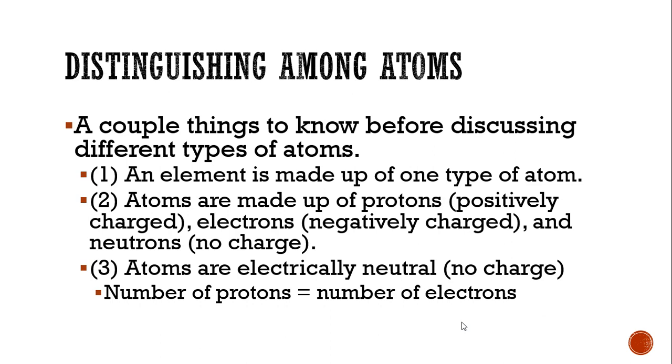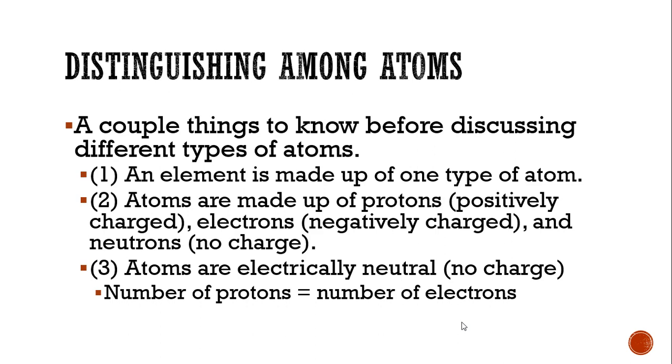atom has? A couple of things to note before discussing these different types of atoms is one, we have to remember that an element is made up of only one type of atom. So for example, if I said you had oxygen as an element, it is only made up of oxygen atoms. If you had copper as an element, it is only made up of copper atoms.